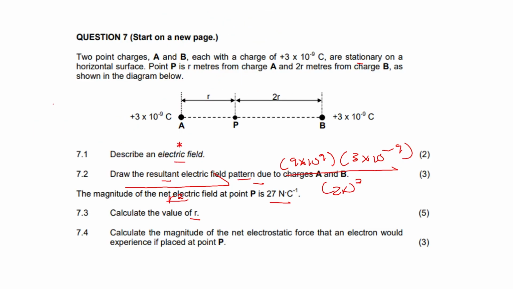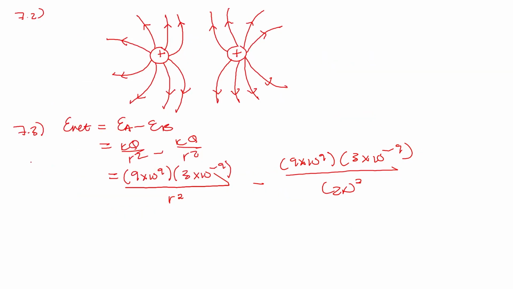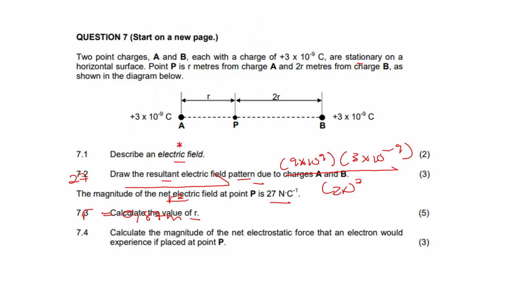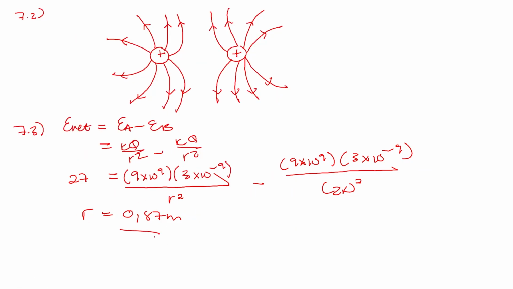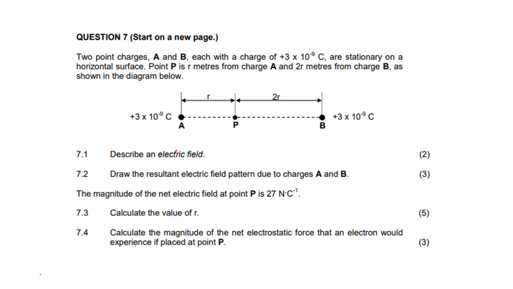And they said that our net electric field at point P is 27 newtons per coulomb. So now this will be easy. You multiply, and then you multiply to get your R's by themselves. Then you get the square root to get R to be 0,87 meters. So now that is the value of R. 0,87 meters.